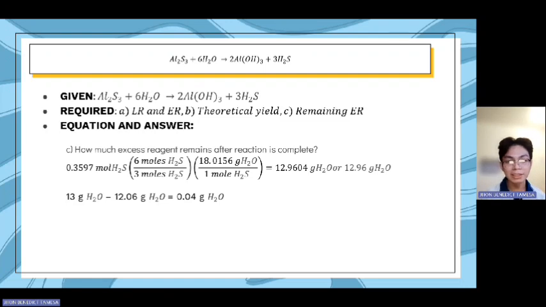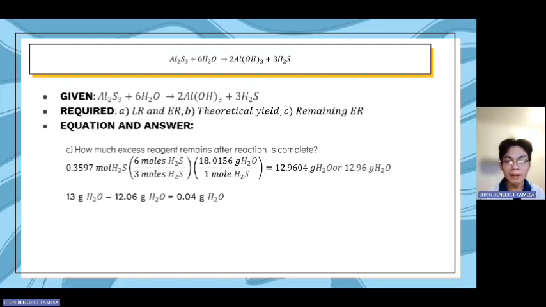Next, how much excess reagent remains after the reaction is complete? So, dito inahanap kung ano yung remaining excess reagent po natin. Yung excess reagent po natin again is yung H2O. So again, dito ginamit po ulit natin yung limiting reagent. Yung mole na nakuha natin sa limiting reagent, multiply po natin siya sa 6 moles over 3 moles, then cancel it. Then the molecular mass of H2O over 1 mole. Then we have the answer of 12.9604 grams of H2O or 12.96 grams of H2O with 2 decimal places.